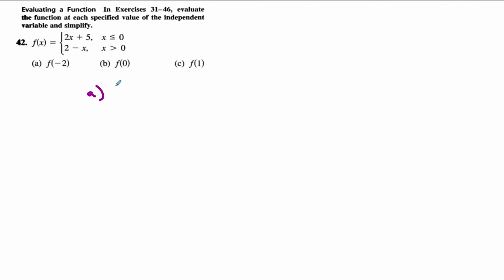So you just need to figure out where you're at in the domain. So f of -2. Where is -2? Is it less than or equal to 0? Well, yes it is. So then you'd use this function. The reason I picked that is because -2 is in this area here.